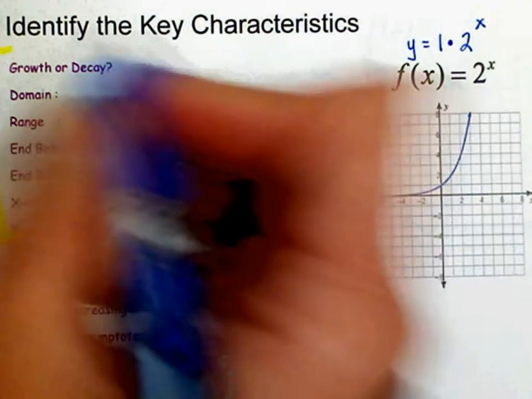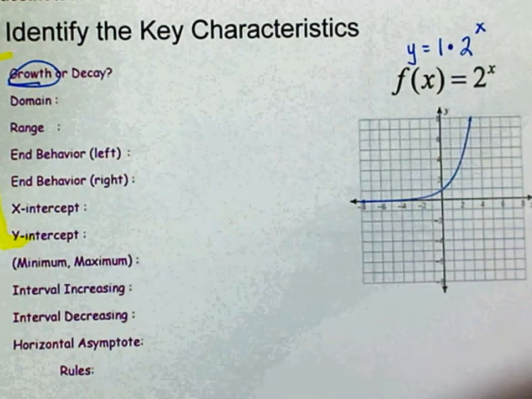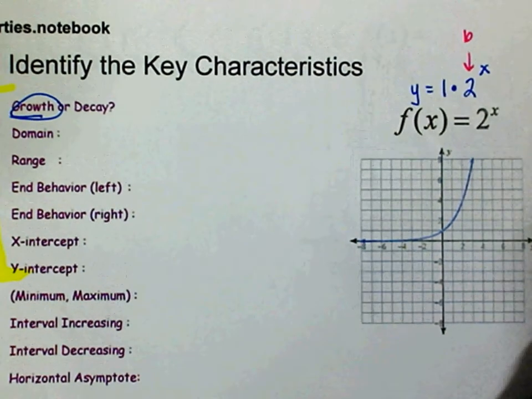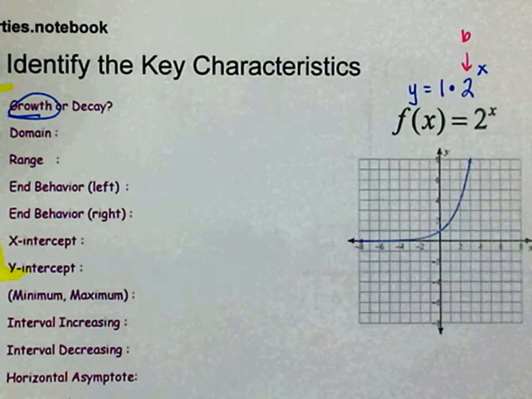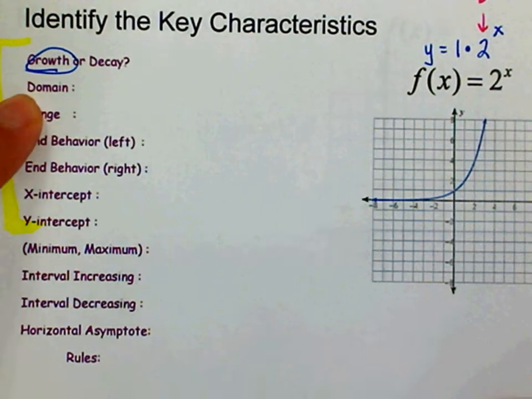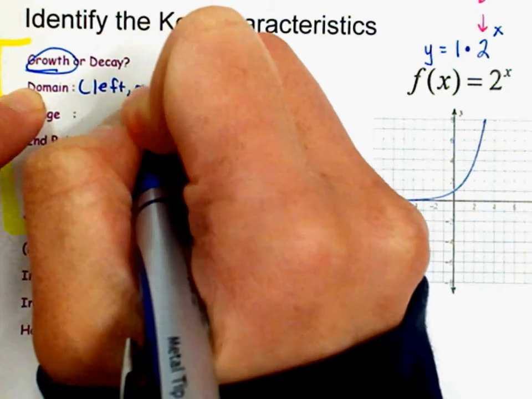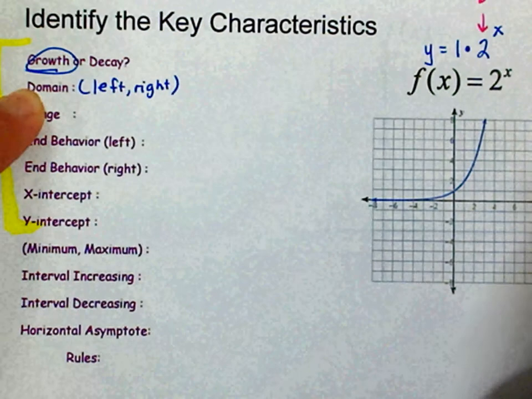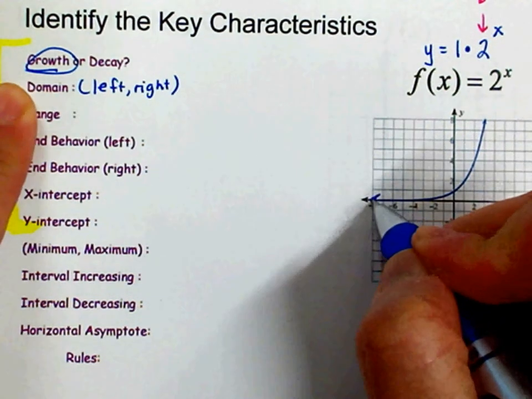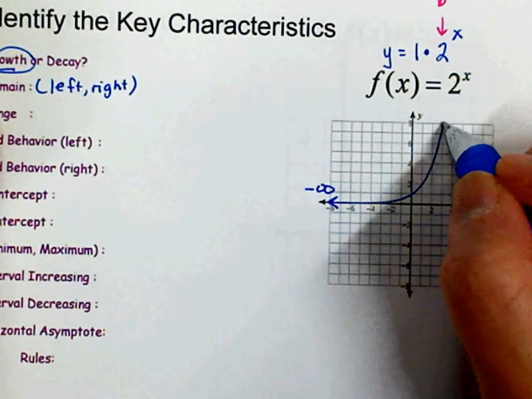Here's another way you can look at it. This here is your b. Is your b greater than 1? And that's why it's a growth. All right. Your domain goes from left to right. So domain is always farthest left to the farthest right. Okay? You don't need to write that. I would write that so it can help you. Looking at this graph, the farthest left is negative infinity, the farthest right. This graph doesn't stop here. It keeps going to the right, to positive infinity.